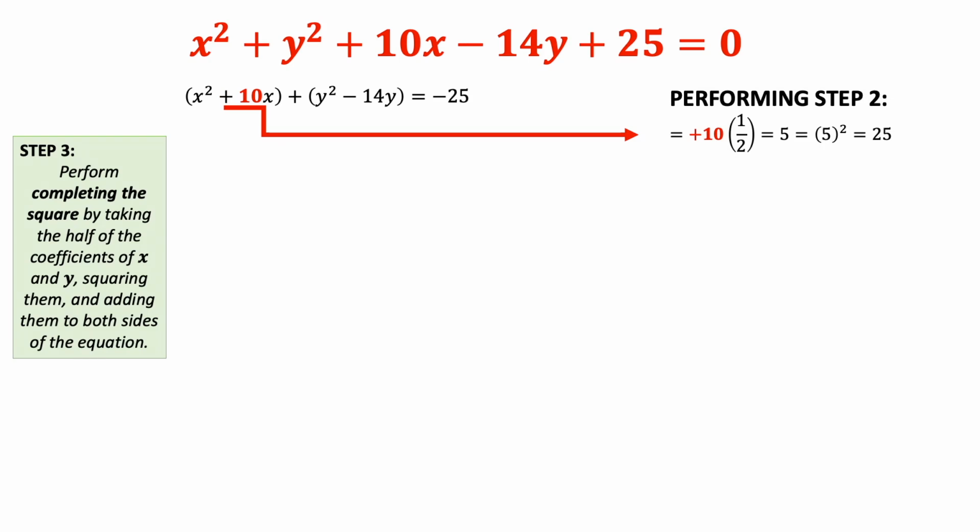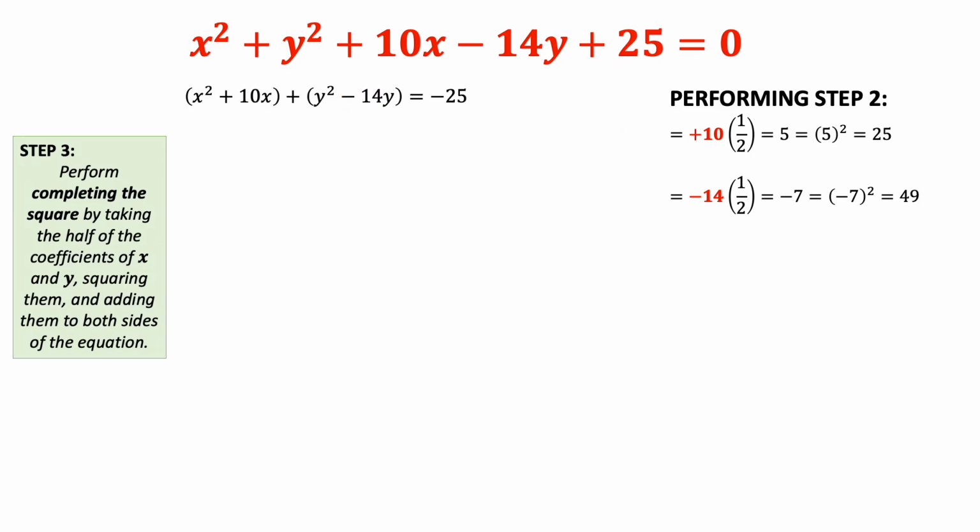We will do the same to the coefficient of y. Negative 14 multiplied by 1/2 is negative 7. Then, negative 7 squared is 49. Just a word of caution. Did you know that some of my previous students confused squared with multiplying the number by 2? So be very careful.